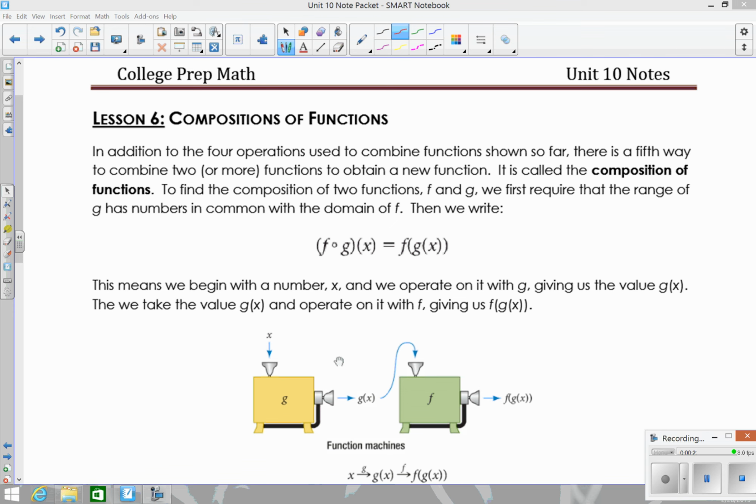Compositions mean you're taking one function and inputting it into another function. And then whatever you get out, you can input into another function. So it's just this process of taking a function and inputting it into another function. So the notation looks like this. We have f of g, with this little circle here, you would read it as f of g of x. It really means you're taking function g of x and plugging it into the function f. So x is the input that goes into g, and then it goes into f.